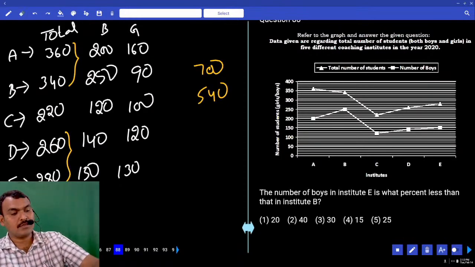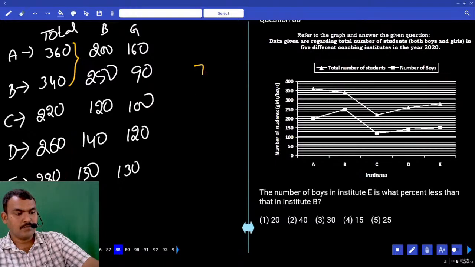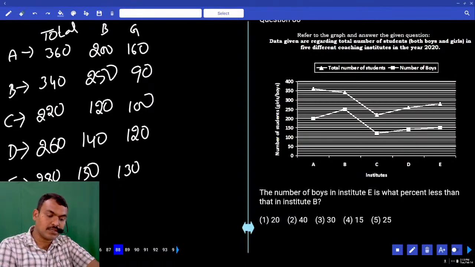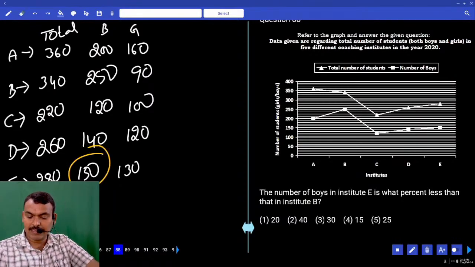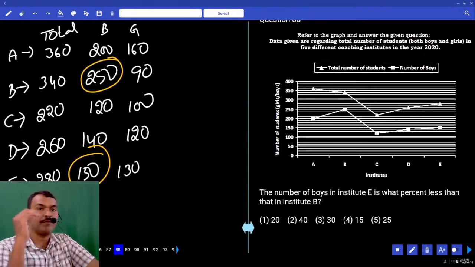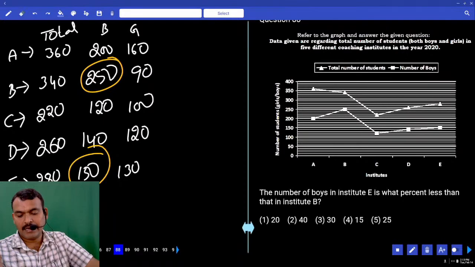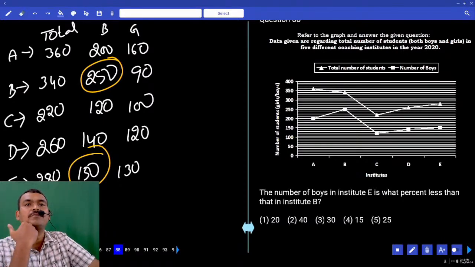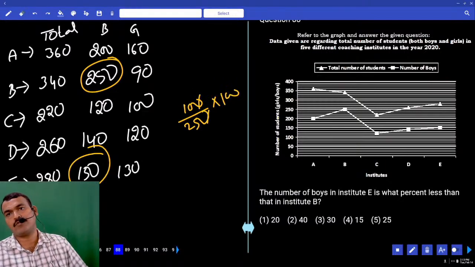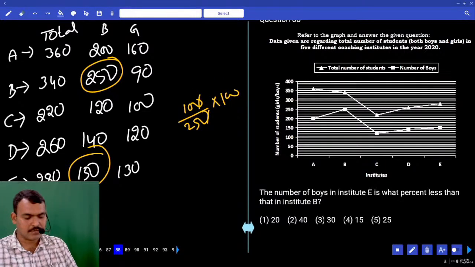Next question number 88. The number of boys in institute E is what percentage less than the institute B, or not? What are the E members given? E boys 150, and E is less than that institute B. What are the institute B boys? 250. How many members are less? 100. 100 upon 250 means 40% or 50%? 40%. 100 by 250 into 100, or not? 0 cancel, 25 4 times, it will be 40%.